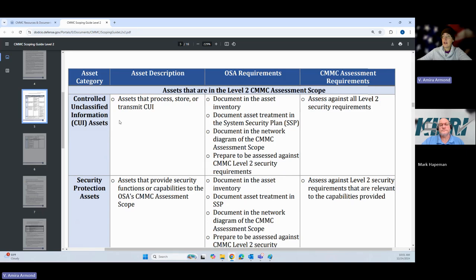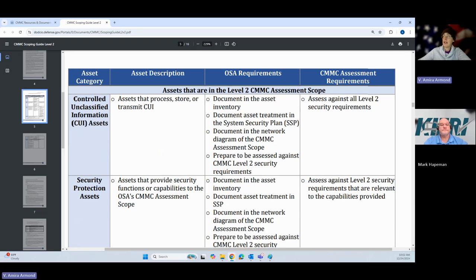They need to document their CUI assets in the asset inventory. Now, a common question is, do I need to list each one individually? Yes. Simple answer, yeah. You need to be able to figure out if an individual computer or network device or server is part of your asset inventory. And that does involve getting down to the serial number or the computer name, service tag, something like that. Okay. And that's an assessor expectation.